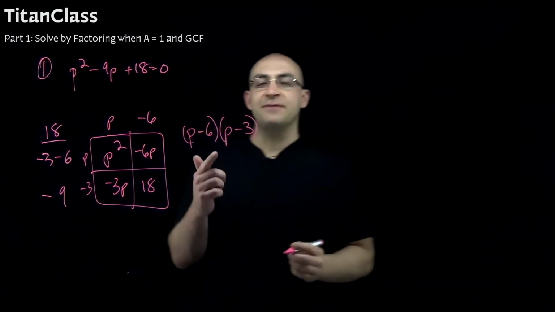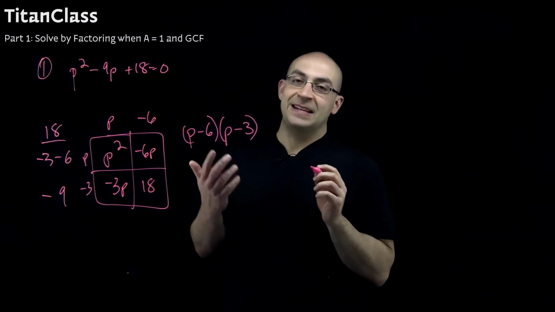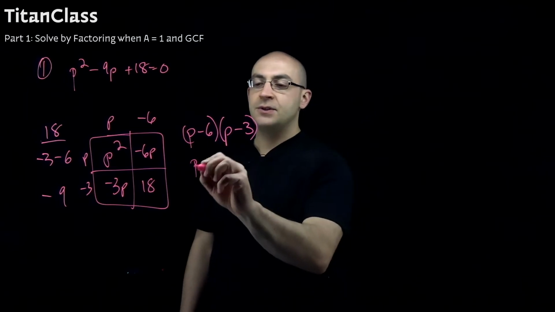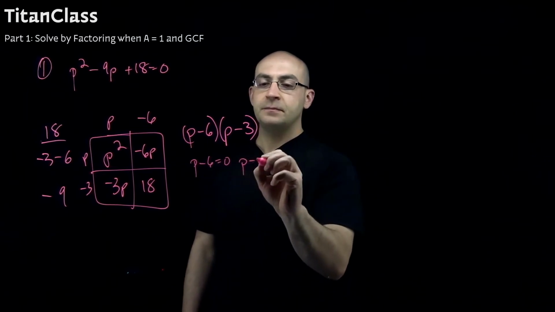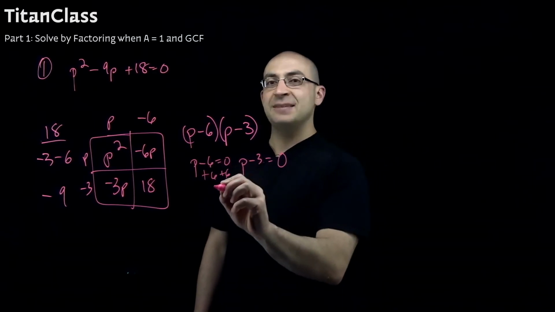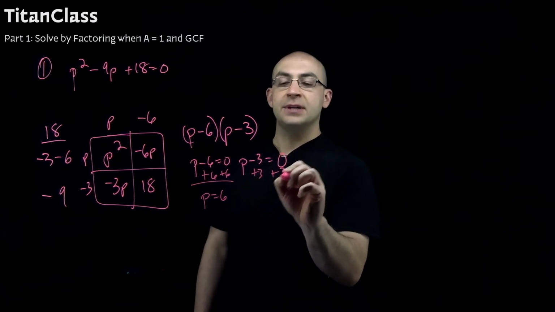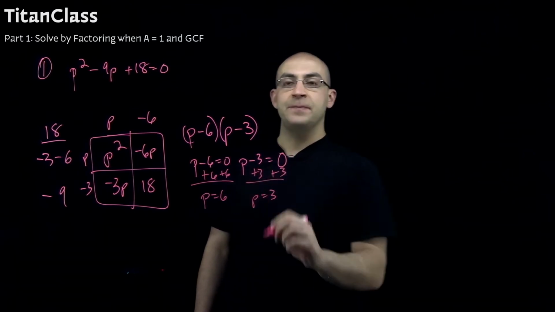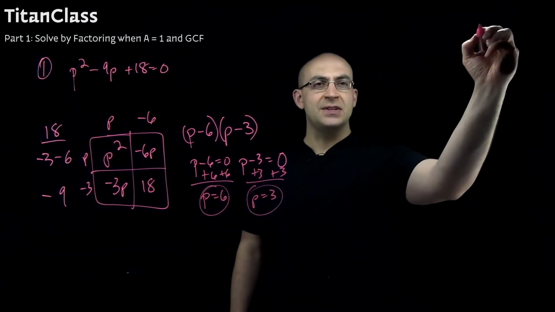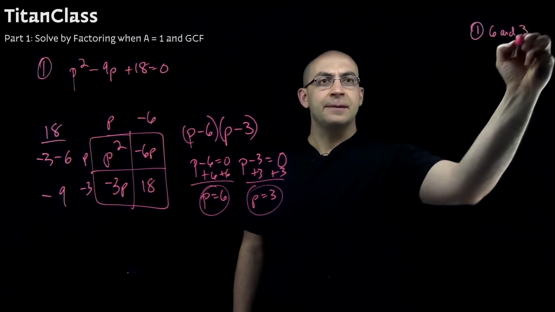But remember, these are just my factors. My solutions are where I'm going to use the zero product property, which is just fancy terminology for set both parentheses equal to 0 and solve. So p minus 6 is going to equal 0, and p minus 3 is going to equal 0. If I add 6 to both sides, I'll get p equals 6. And if I add 3 to both sides, I'm going to get p equals 3. So my answer here is going to be p equals 6 and p equals 3. But on the side here, I'll just put 6 and 3.